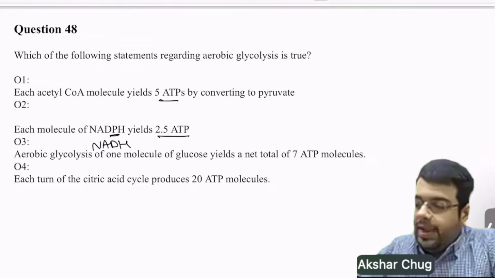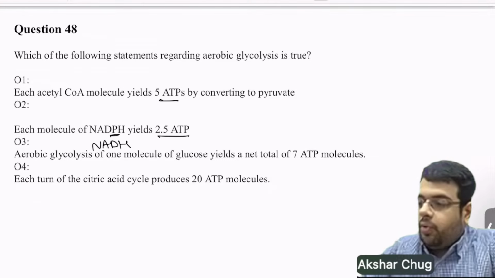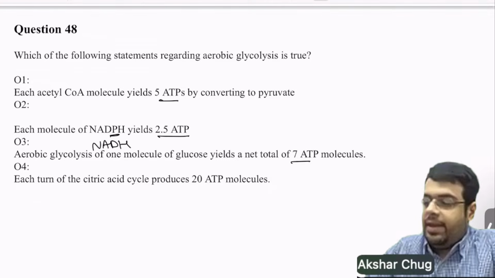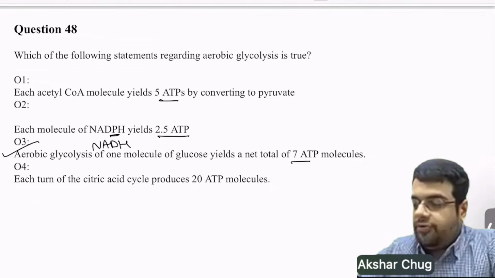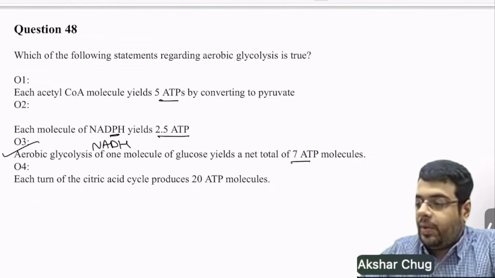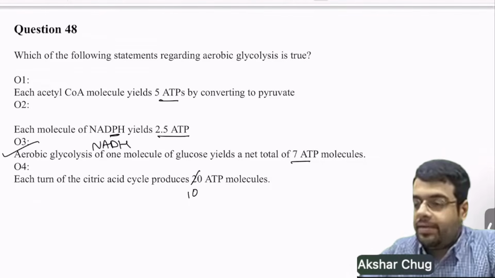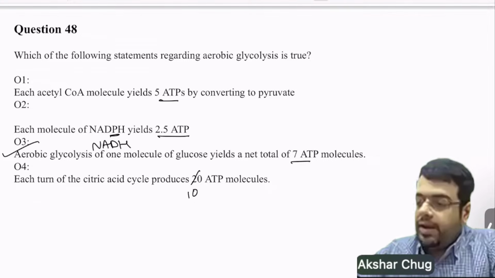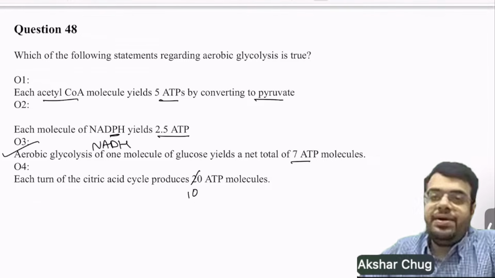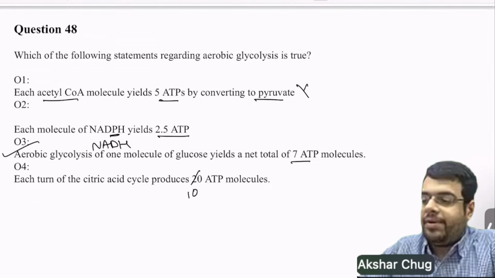Aerobic glycolysis of one molecule of glucose yields a total of 7 ATP. Yes, that is the correct statement. Each turn of the citric acid cycle produces 20, not, it will produce 10 ATPs. And the acetyl-CoA will never convert to pyruvate. So this was a trapper. Again, this is a wrong statement.